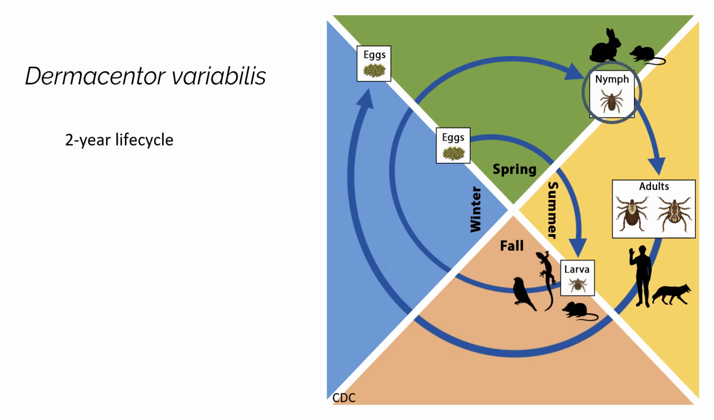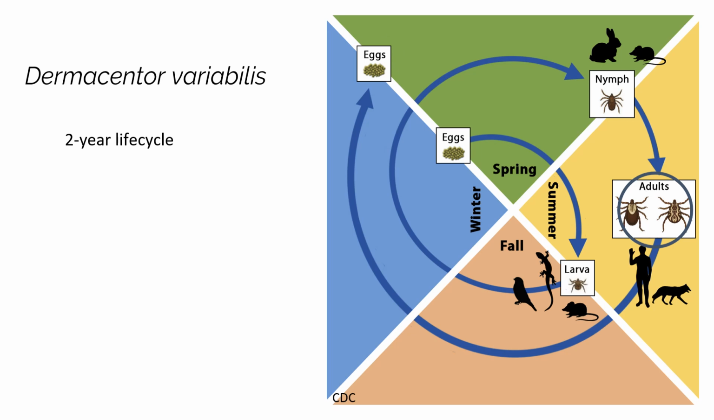Larvae remain dormant during the winter and emerge as nymphs in the late spring. This stage also rarely feeds on domestic animals and humans, so again, will rarely be encountered. After feeding on a wildlife host, nymphs reemerge as adults in the summer. American dog ticks are generally only encountered by humans and pets in the adult stage.